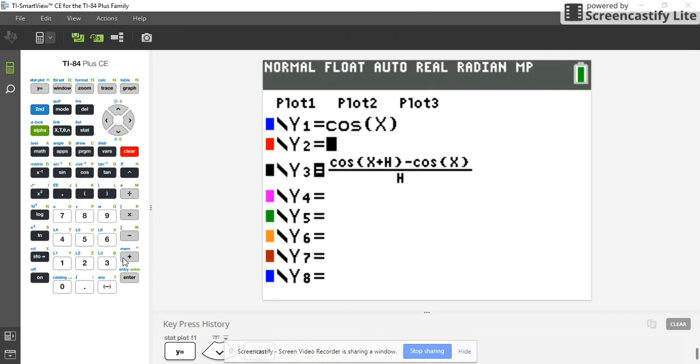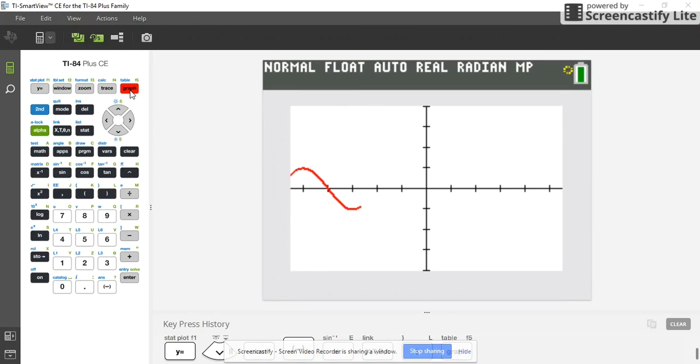So we're going to clear this away. Let's put in the opposite of the sine of x. So now we're going to have the opposite of sine x come into play in red. And then we're going to have cosine's derivative come into the graph in black. And we can see that the two graphs match up, just like they did for sine's derivative.